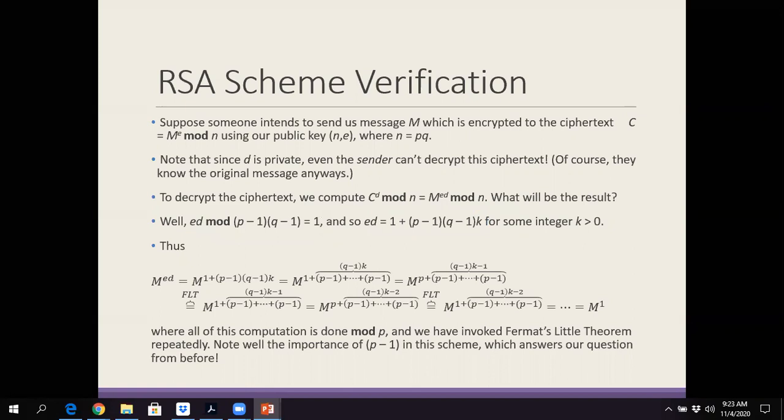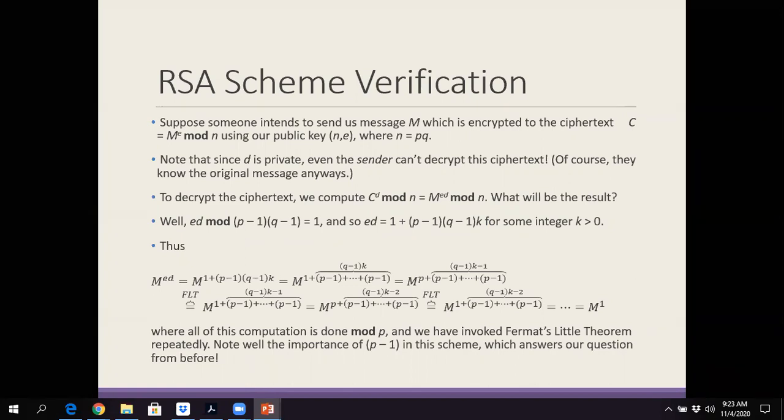M to the ED, just replace ED by what it equals. It's 1 plus P minus 1 times Q minus 1 times K, right? No qualm there. We've just replaced ED by what it's equal to. Do you know what I'm saying? Okay.